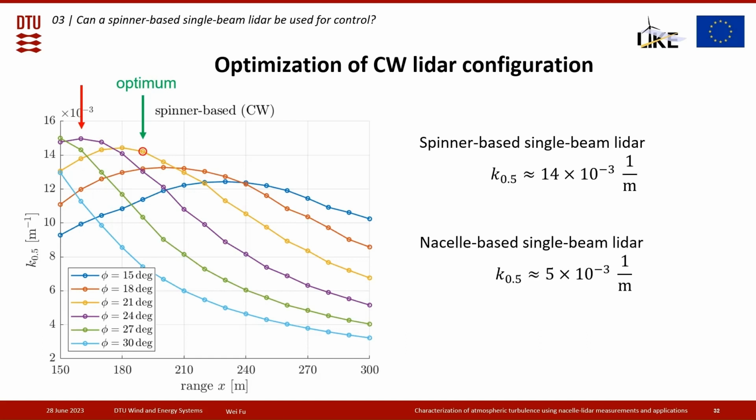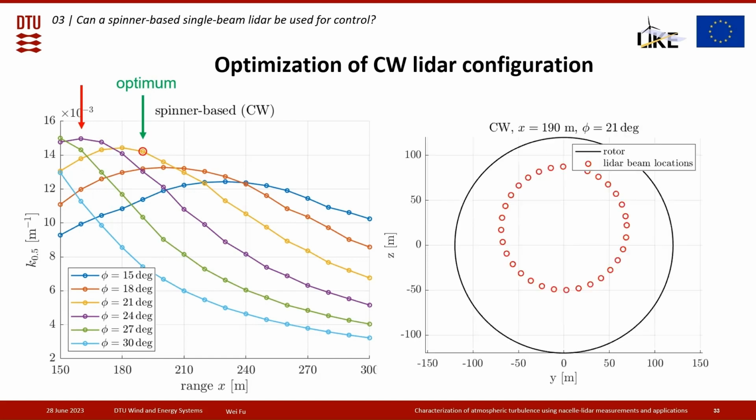With the selected optimum point, the spinner-based single beam LiDAR can achieve around 14 times 10 to the power of -3 per second measurement coherence bandwidth. And using the same LiDAR on the nacelle, we can only achieve around 1/3 of this value. So it means that the wind preview quality is really improved by putting the same LiDAR in the spinner instead of the nacelle.